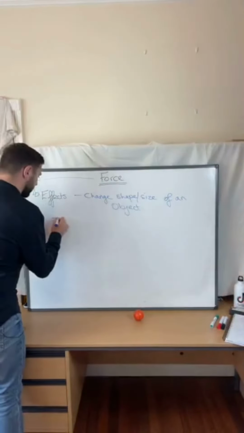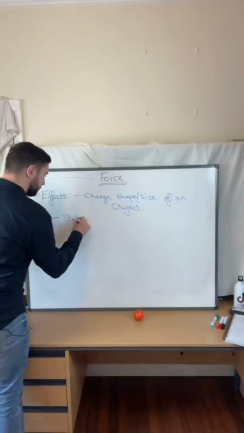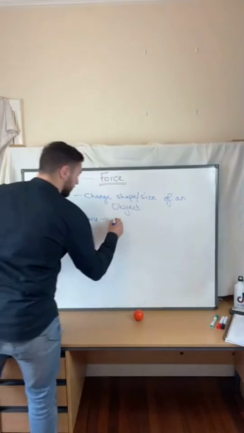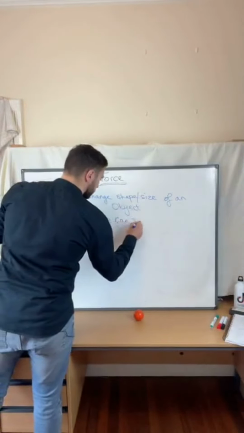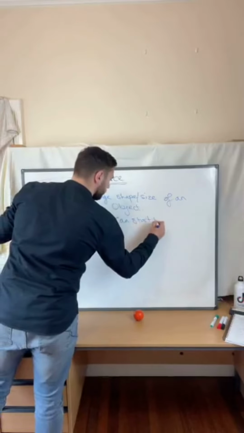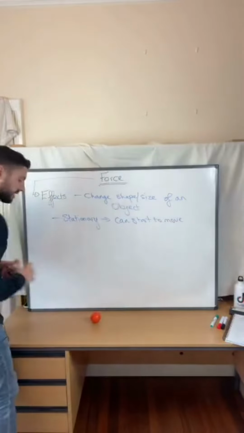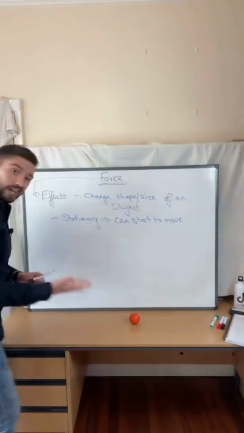The second thing is if it's stationary, it can move it. So if that ball was dead still, if I apply a force, it's going to start to move. That's the second thing it could do.